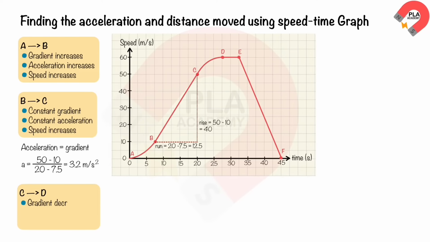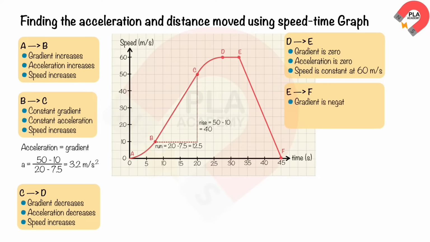Between C to D shows that the gradient is decreasing, so the acceleration decreases, and the speed increases. Between D to E shows that the gradient is 0, so no acceleration, and the speed is constant at 60 meters per second. Between E to F shows that the gradient is negative constant, so the deceleration is constant, and the speed decreases. We can find the constant deceleration by the gradient of graph.